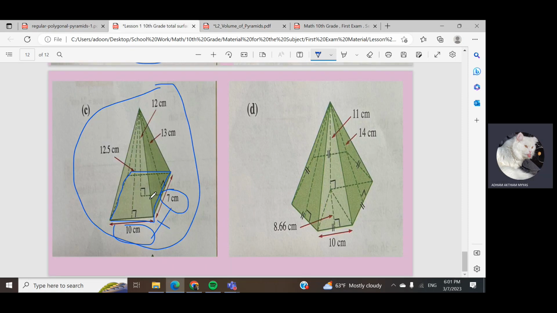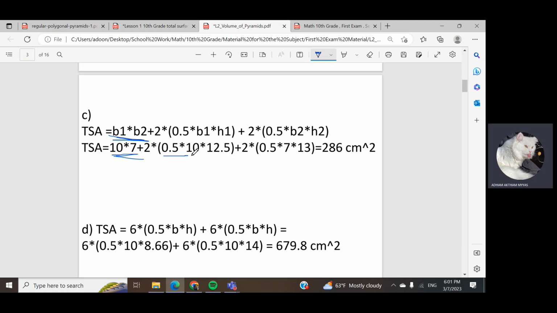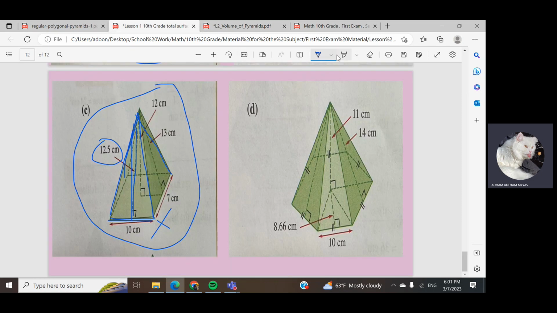Then I will move to the other faces. The first two faces here and the other two on the opposite side. If I want to calculate a face, I should know the base and the slant height. So the base here is 10, the slant height is 12.5. So half times 10 times 12.5. But should I multiply it by 2? Why? Because I have two faces opposite to each other.